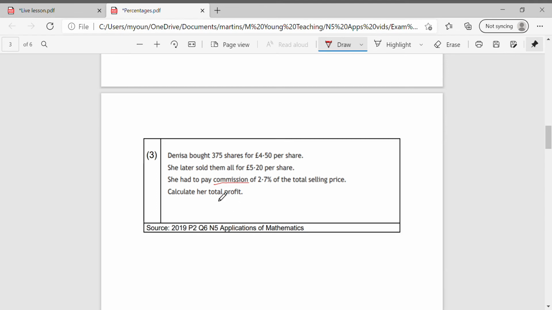Right, profit involves an original and then the new price. That's what we need to work out the profit. So what we need to do is work out what she originally bought it for. Okay, and it was 375 shares for £4.50, I think I should say. Okay, this is calculator. Pop that in your calculator.